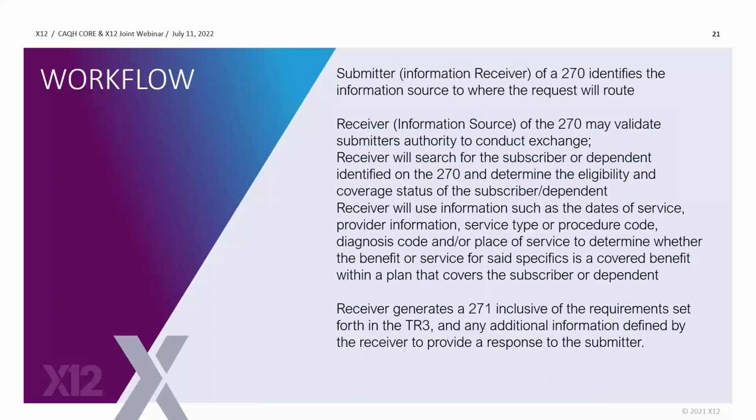Then in the case of the receiver, AKA the information source, when they generate the 271, they have to generate it within the confines of the requirements that are in the TR3. And the TR3 has requirements both in the front matter, which is the foreword, so to speak, if you're thinking about a book, as well as the structure or the tables, which is chapter 1 through chapter X, that define the actual structural format of the transactions, the elements that make up segments, the segments that make up loops, and then all the data within. And that is where my bit ends.